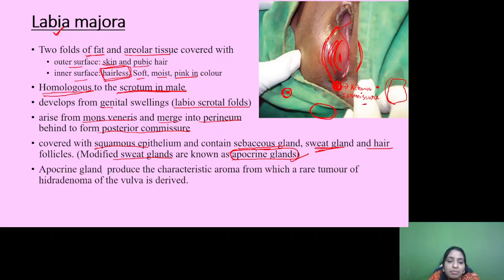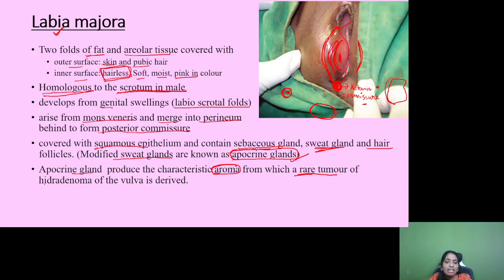And next is the C. This labia majora consists of some sweat glands, as I said, the apocrine glands, and they produce a characteristic aroma. Aroma means some sort of smell. And this forms a very rare tumor. We don't hear about it so commonly. We hear of endometrial carcinoma, cervical carcinoma, or ovarian tumors, but we don't hear of any important carcinoma of the labia majora, right? So it is known as a rare tumor.